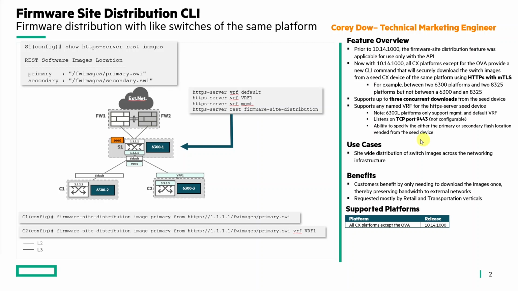The use case is fairly obvious: site-wide distribution of switch images across the networking infrastructure. The benefit is that customers only need to download the image once, thereby preserving bandwidth to external networks. It's mostly been requested by retail and transportation verticals. For platform support, it's all CX platforms with 10.14.1000 except for the OVA virtual switch.